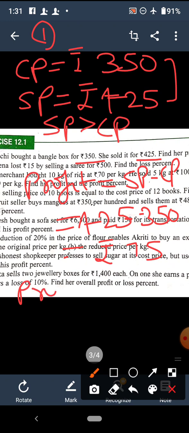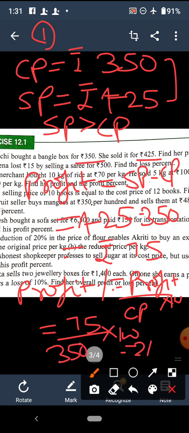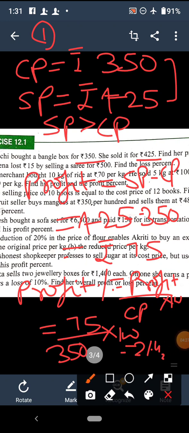Then you will apply the formula for profit percentage, that is profit upon CP multiplied by 100. Profit is equal to 75, CP 350, into 100, that is 21.42%. So you can take a screenshot by pausing the video and you have to attempt the question in this manner.